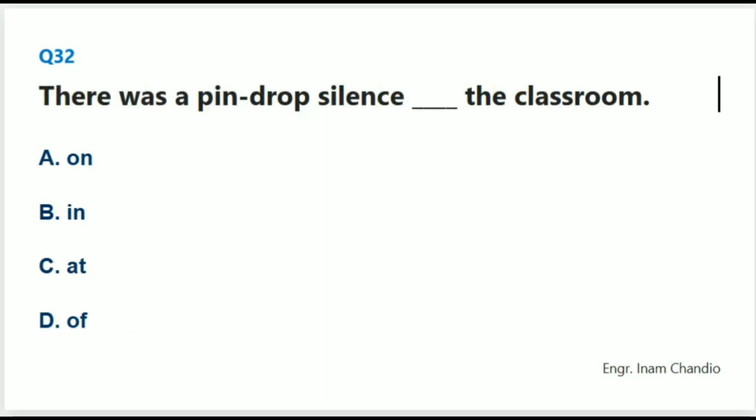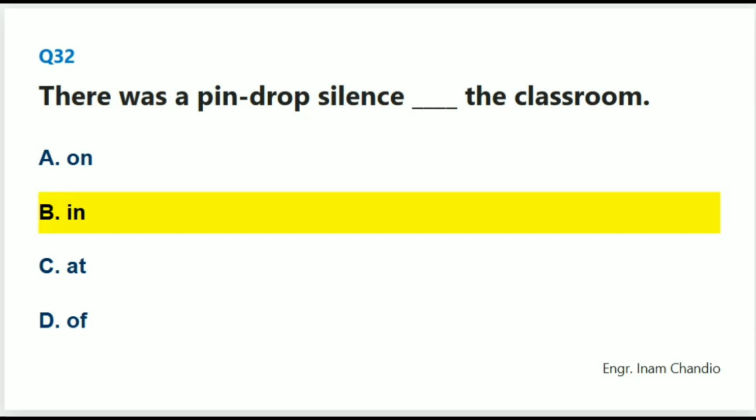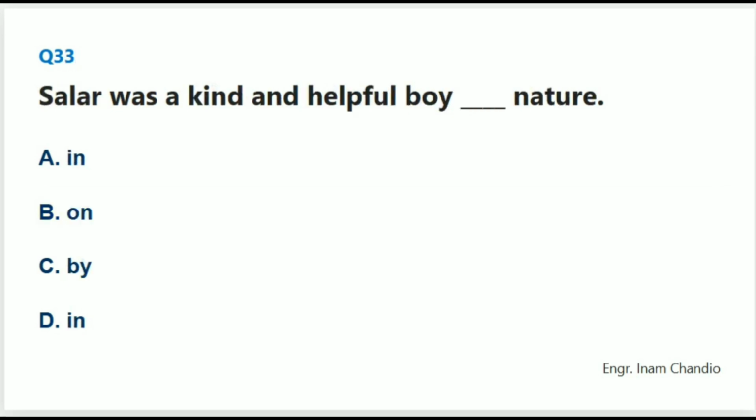There was a pin drop silence the classroom. The correct answer is B. In. Salo was a kind and helpful boy underscore underscore underscore underscore nature. The correct answer is A. In.